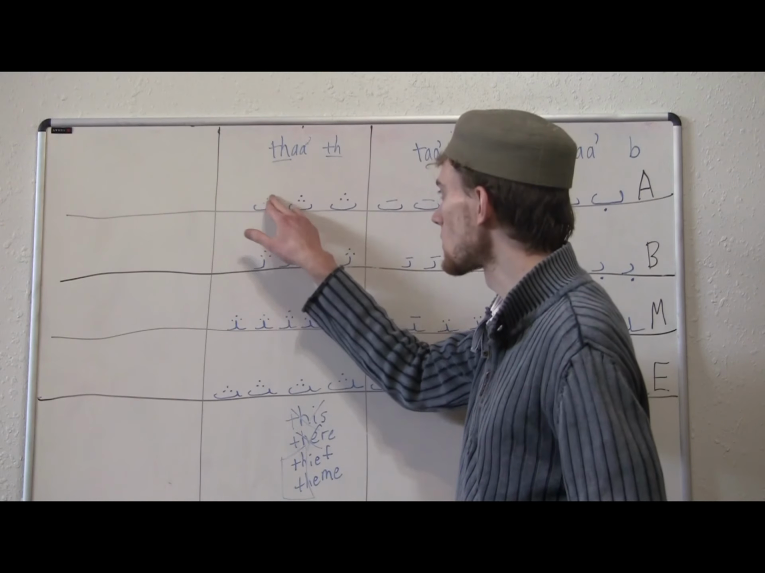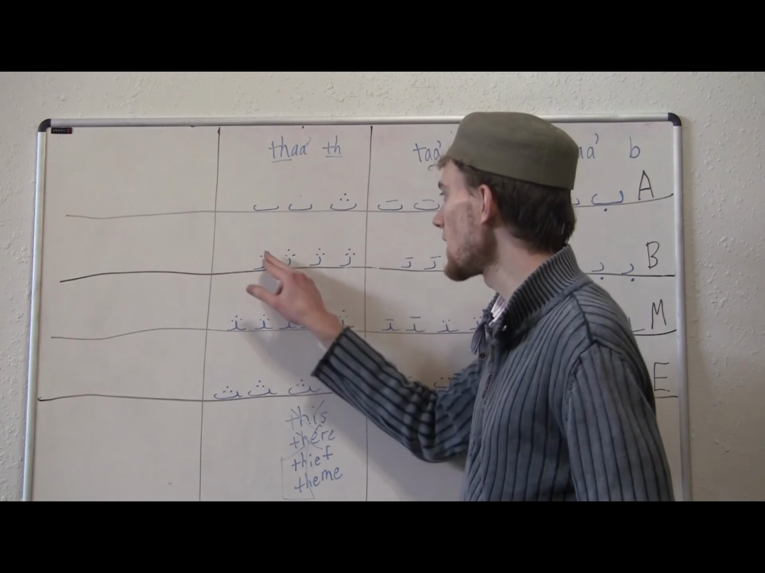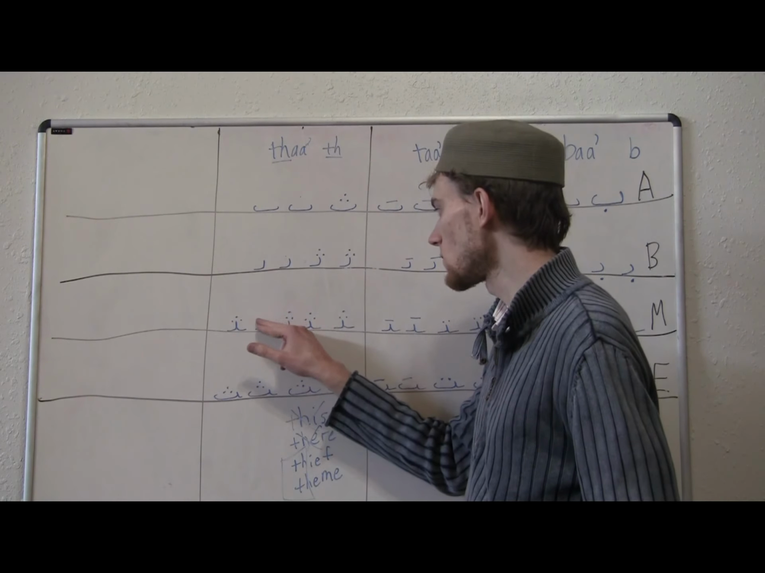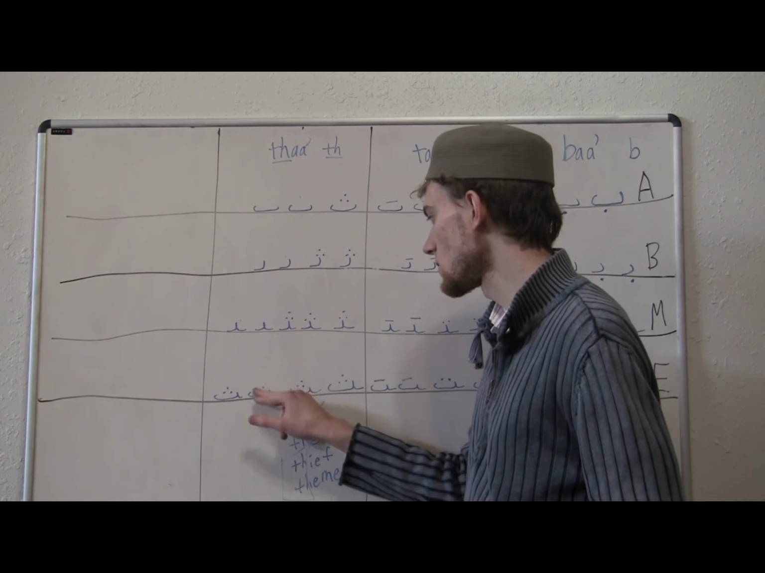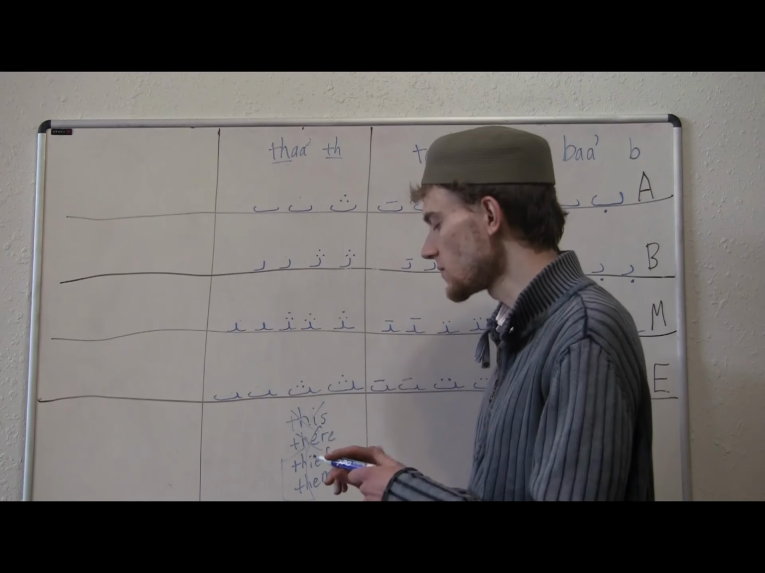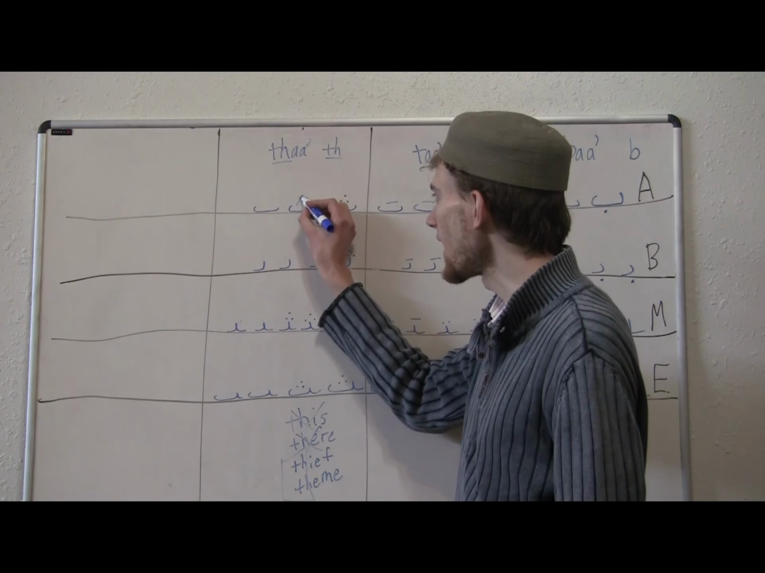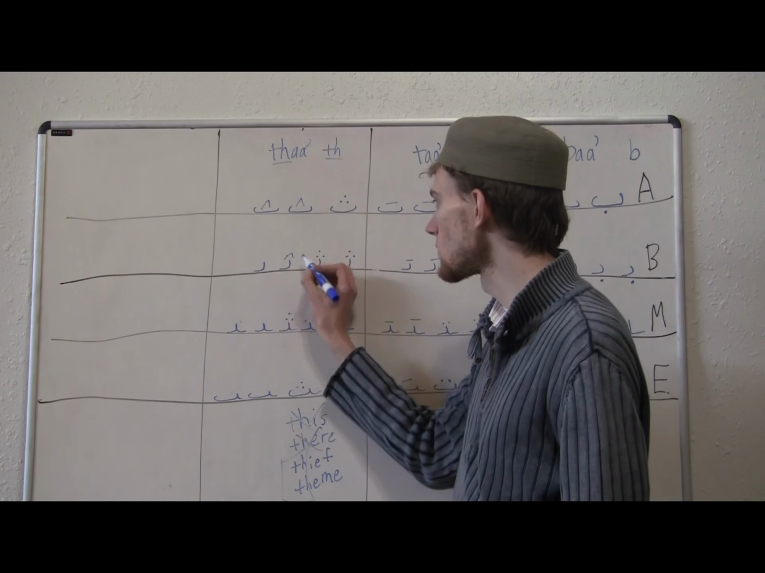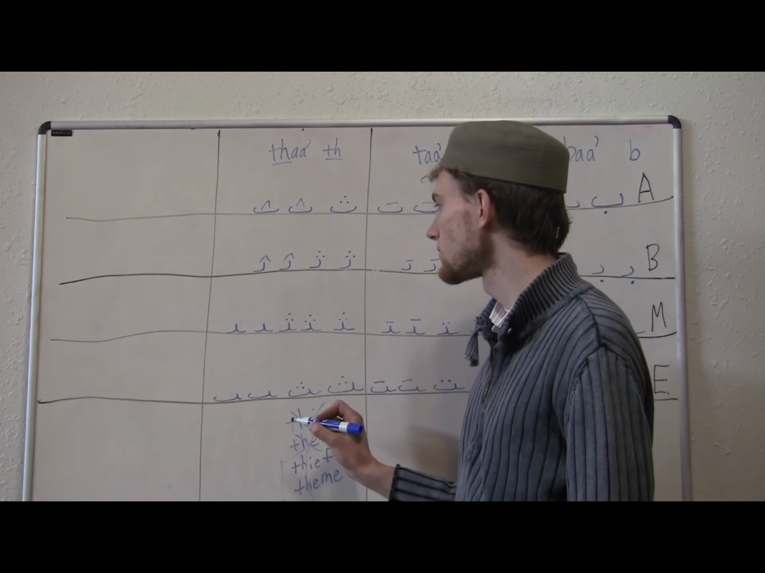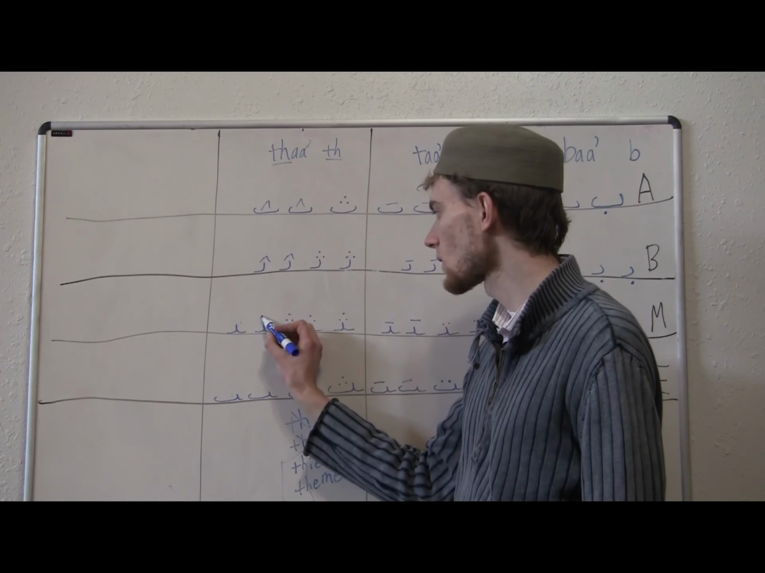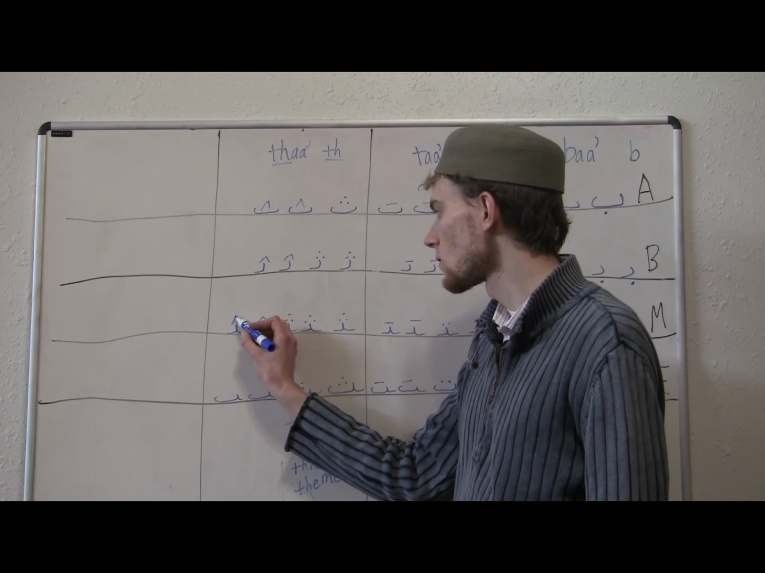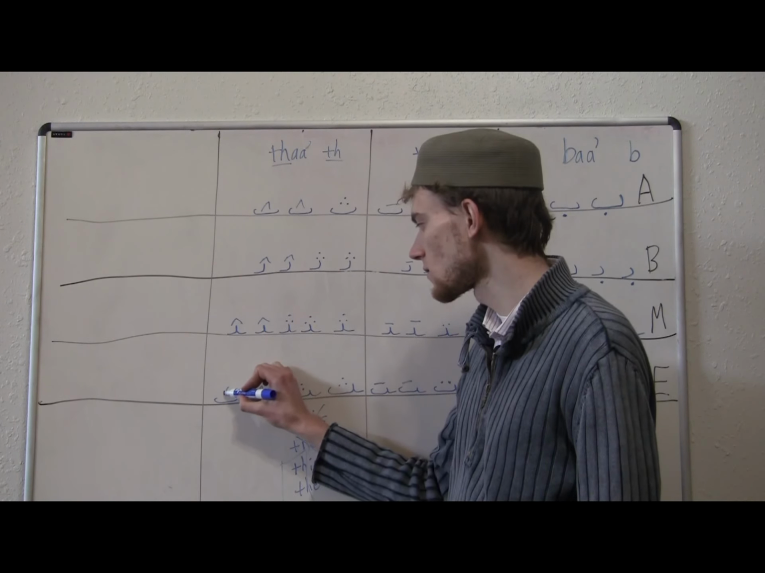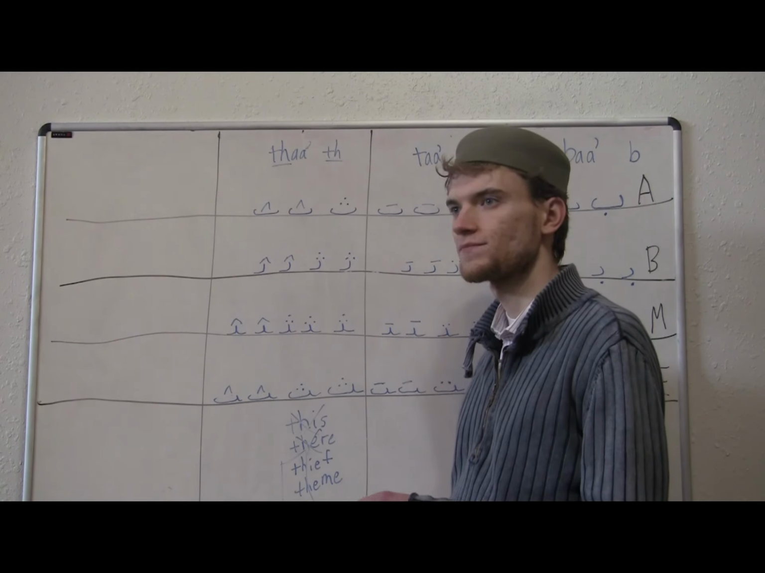Similarly, for the Thaa' ث, we typically don't write out all those dots. It becomes a hat, almost. That's how it's connected. The three dots get connected by a hat.